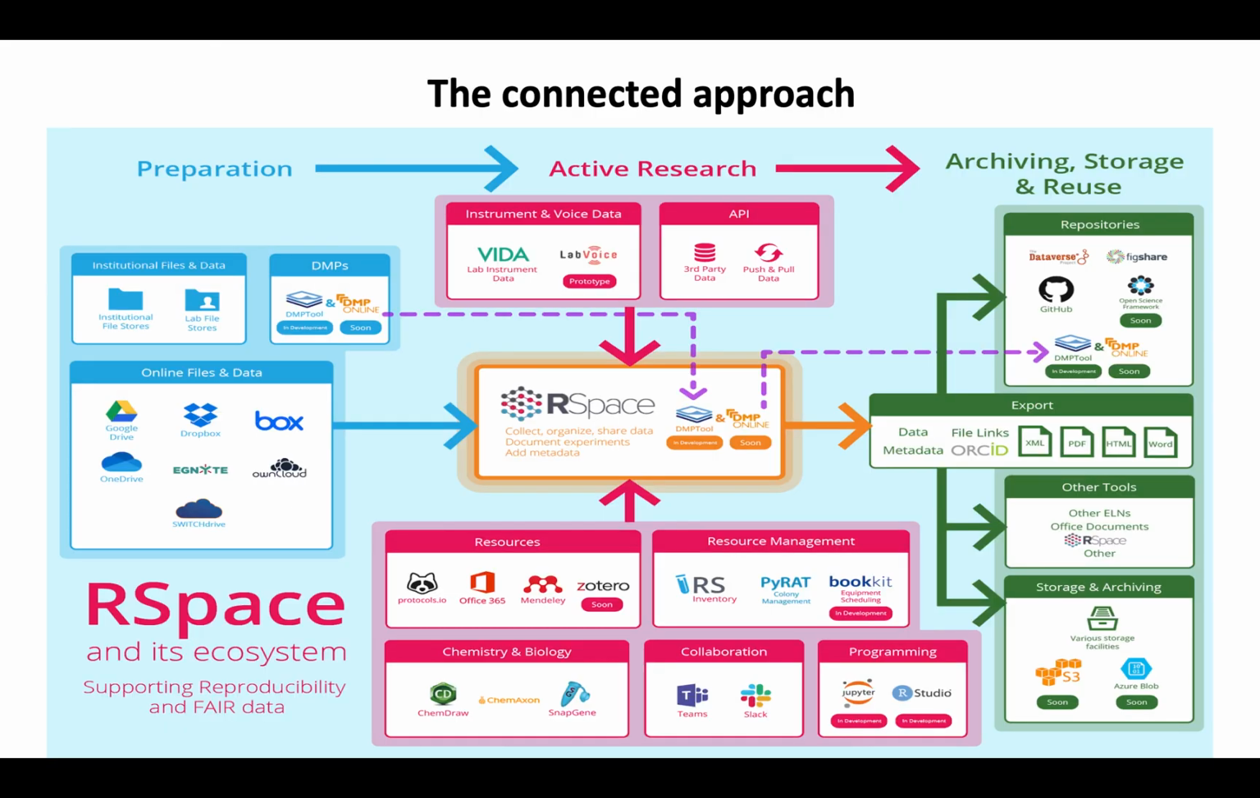RSpace is unique amongst ELNs in that it takes a very connected approach to data management. Out of the box, RSpace integrates with a wide range of different web-based tools that you probably already use. And in addition, RSpace includes a free, well-documented API that allows you to build additional connectors to other sorts of third-party tools. This means you can push or pull data into or out of RSpace from systems that you're already using outside of your core ELN.